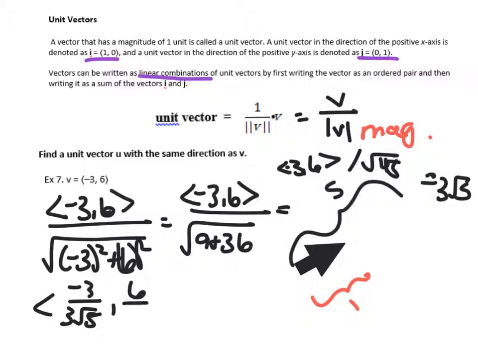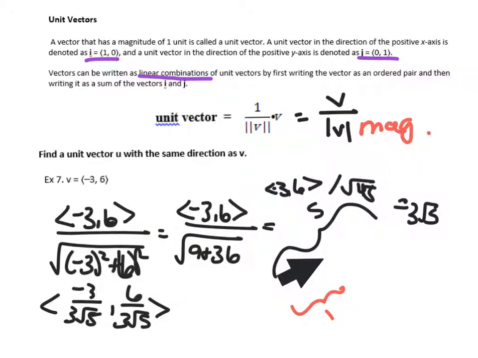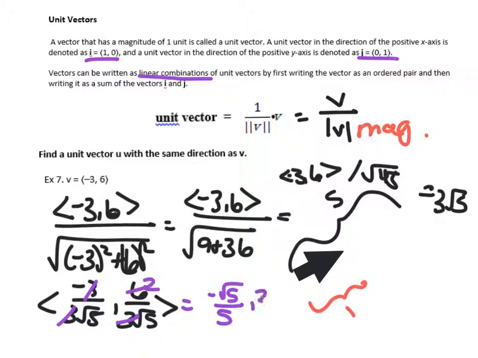Comma 6 over 3 root 5. And then, let me put this back up here. Well, maybe I'm not going to squeeze it down. I'll leave it. So then the 3's cancel, and I need to rationalize. So it's negative square root of 5 over 5. 3 goes into 6 twice, so that's 2 root 5 over 5. That is my unit vector.